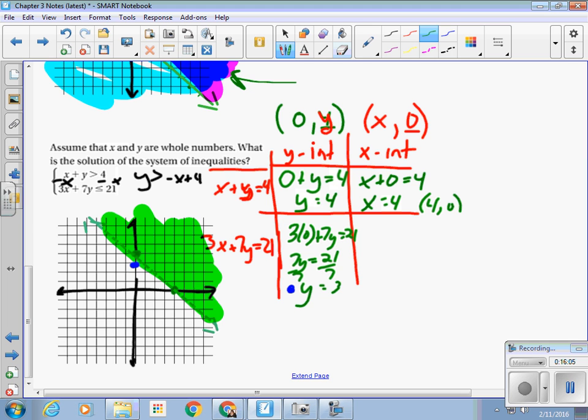Then I'm going to put my 0 in for y. So I get 3x plus 7 times 0 equals 21, or 3x equals 21. I'm going to divide by 3, and I get x equals 7. So when y equals 0, x is equal to 7.